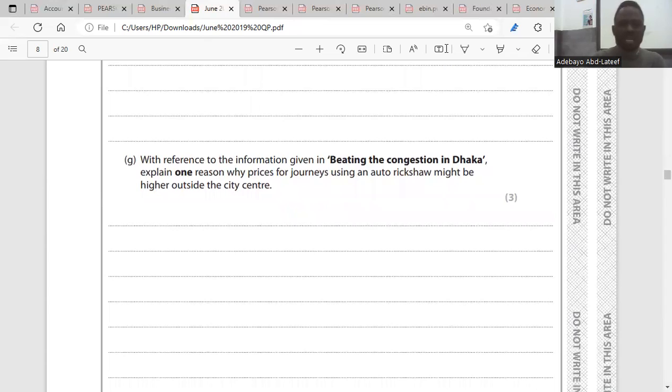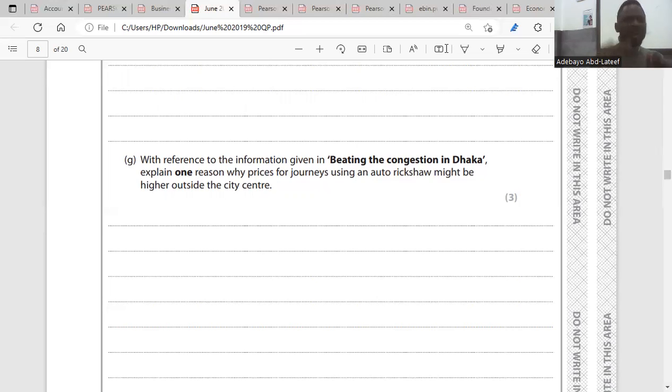They said, with reference to the information given in Beating the Congestion in Dakar, explain one reason why prices for a journey using an auto rickshaw might be higher outside the city center. That means that they are higher outside Dakar. So why would it be? Why is it cheap in the city center and expensive outside the city center? That's the question.